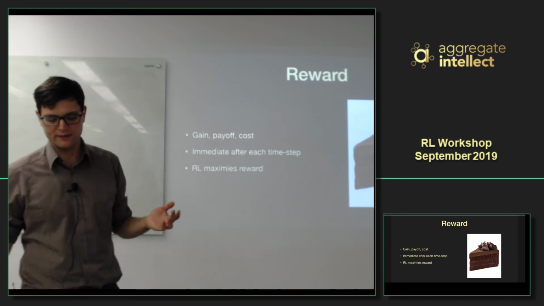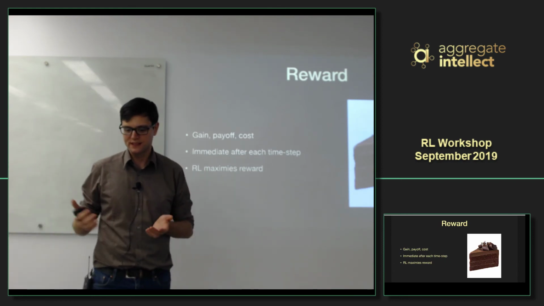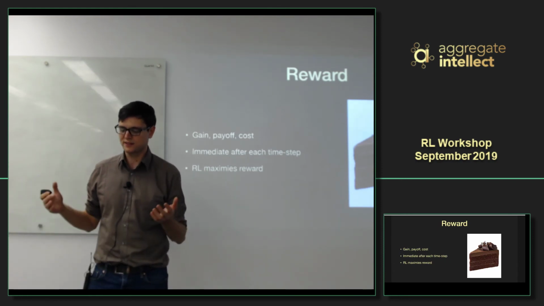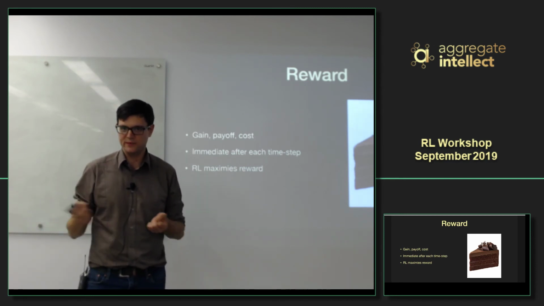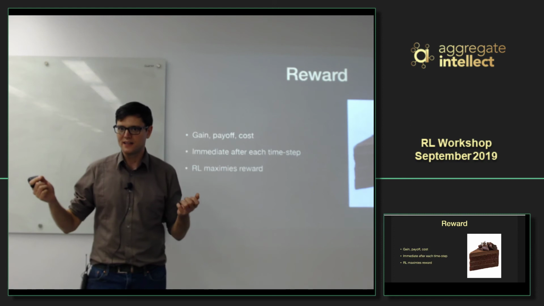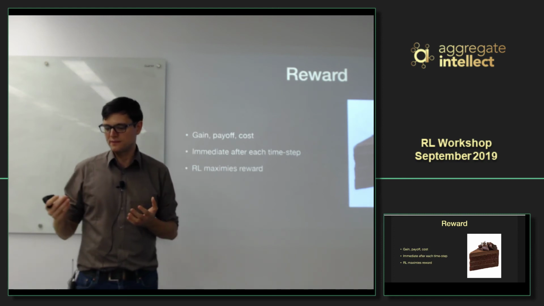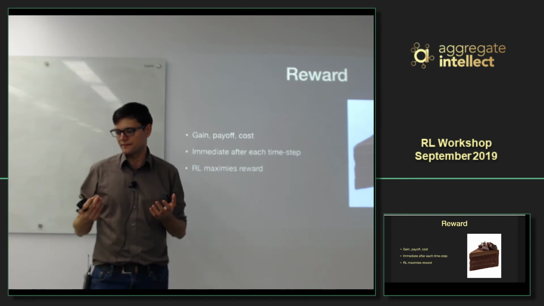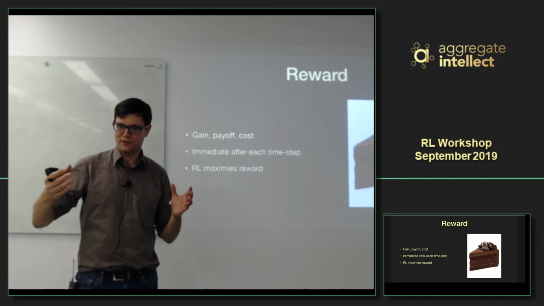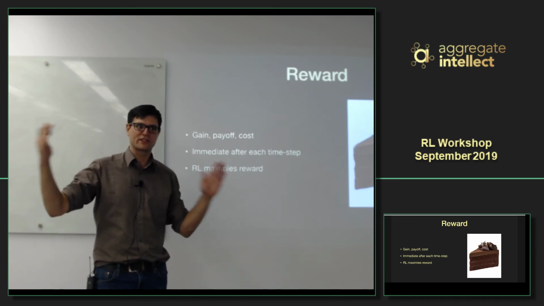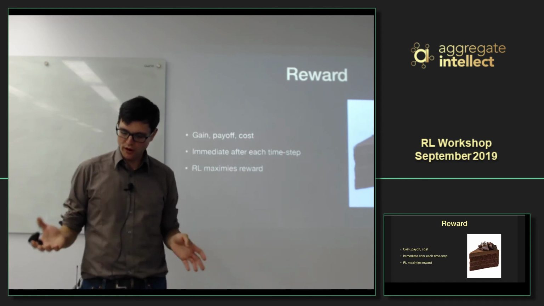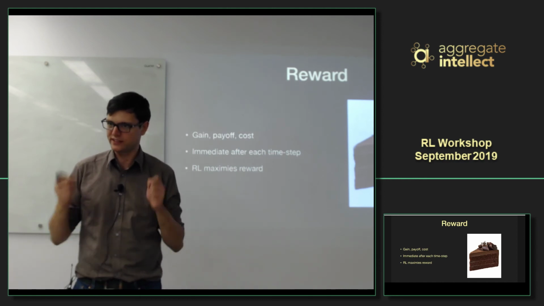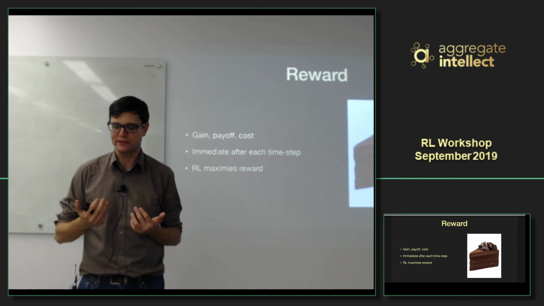And we have a reward, which is your gain, your payoff, or your cost, right? So say it costs me $10 a minute to run this cluster, then I want to minimize the cost, so I get negative rewards, and the agent will be trained to make short sequences. And the reward itself is immediate after each step. You pull a lever and you get your reward.